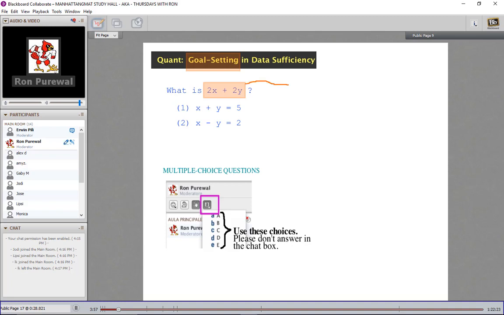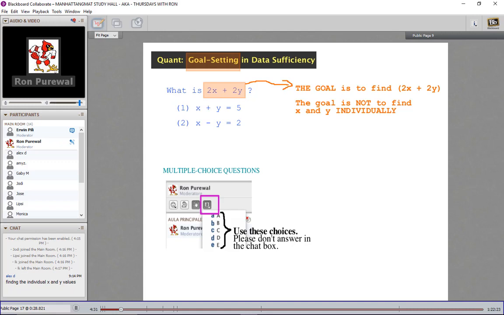What's not the goal? You can tell me in the chat box. There are a lot of things that are not the goal. You don't want to know what color the sky is or anything, but what might some people think they have to do that you don't want to do? There you go, right? You want to find 2x plus 2y as a single value for that entire expression. The goal is not to find x and y individually.